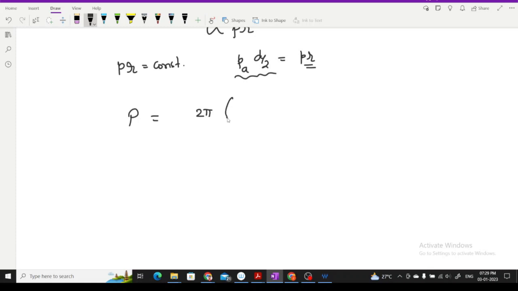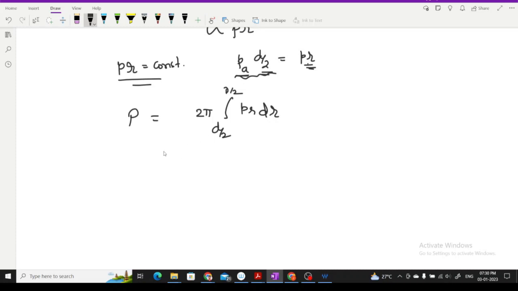Sir, will you please repeat the above statement? Yes. As PR is constant, we are considering that the maximum pressure PA is acting at the least radius d by 2. So in our integration, we are going to replace this PR with PA into d by 2. Are you getting it? PA is maximum.